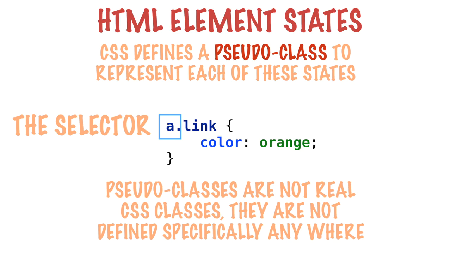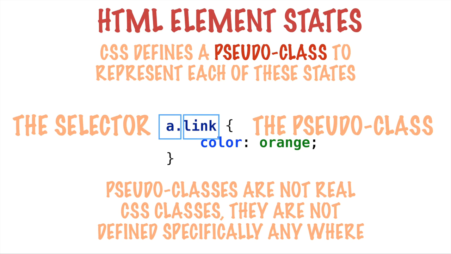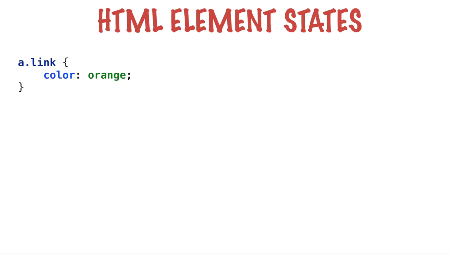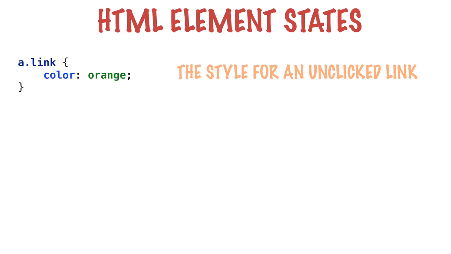For instance, to define a style governing how a link should look, the selector should use both the A HTML tag and the name of the pseudo class, which is link. And this pseudo class will create a style. This is for the default unclicked link.